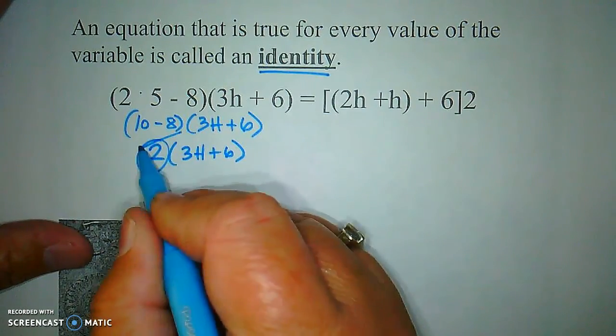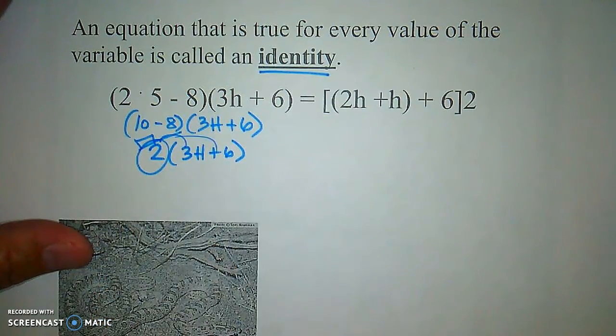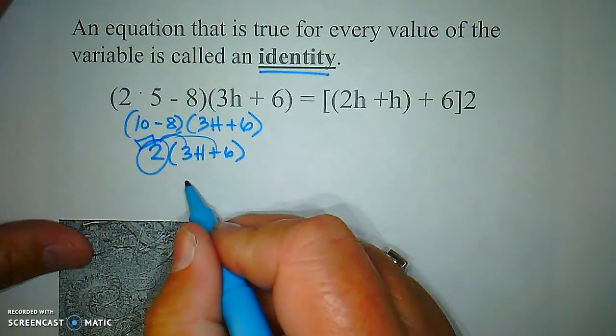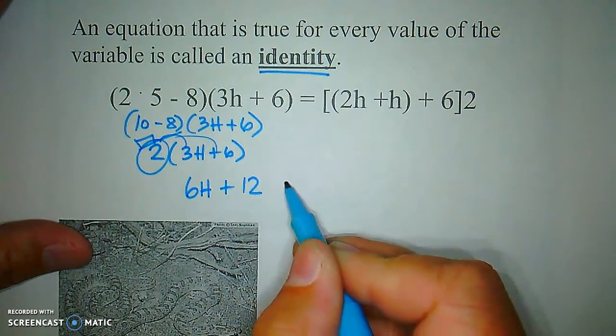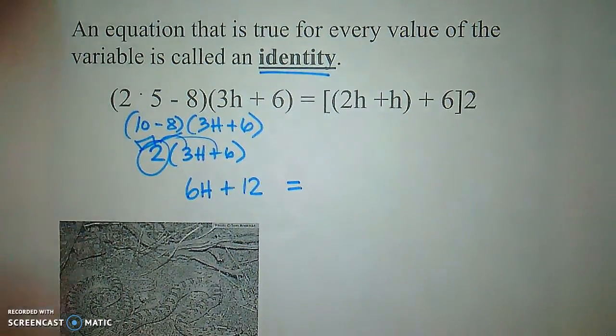That 2 looks like the UPS driver, so I'm going to stop at both of them. 2 times 3h is 6h. 2 times 6 is 12. That's the left side of the equation. Now we'll do the right side.